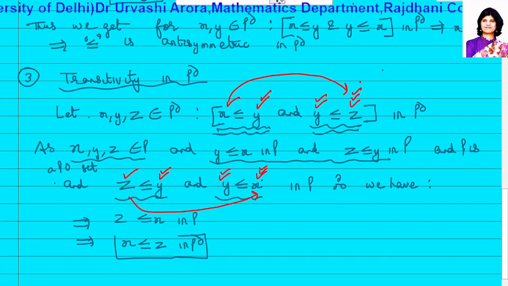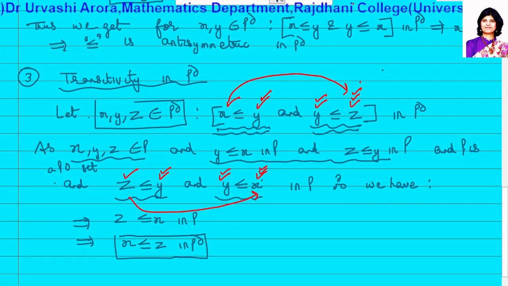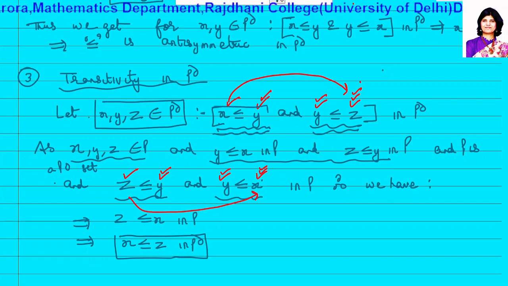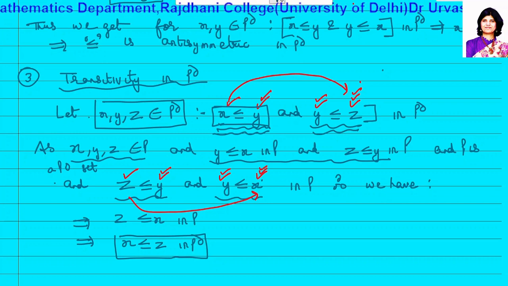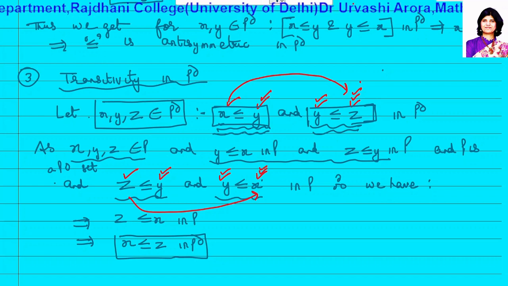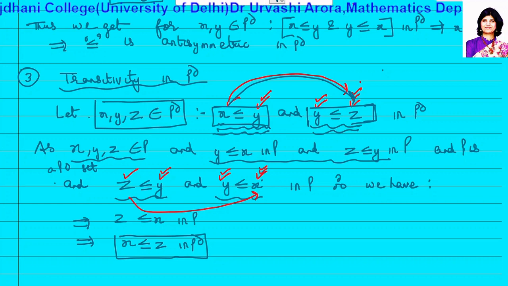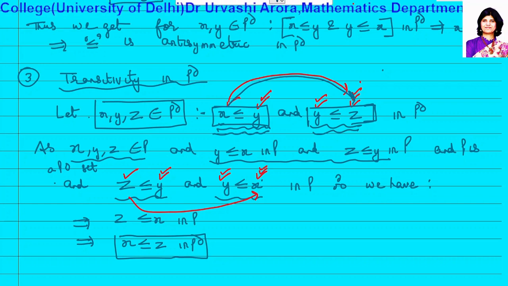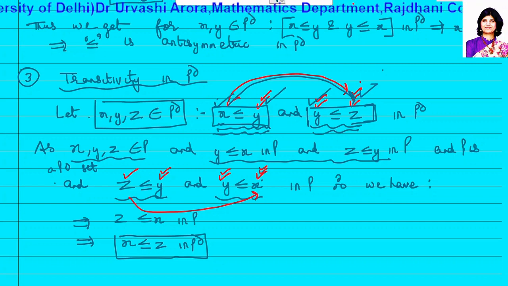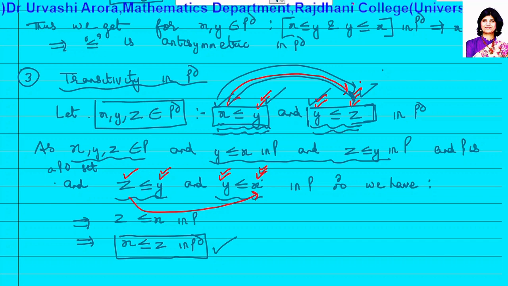We wanted to show this only, because if x, y and z are any three elements belonging to P dual, and we said that x is related to y in P dual and y is related to z in P dual, then we had to show that x is less than or equal to z, or x is related to z in P dual. So if the first is related to the second, and the second is related to the third, our aim was to show that the first is related to the third, and we have got that the first is related to the third in P dual.